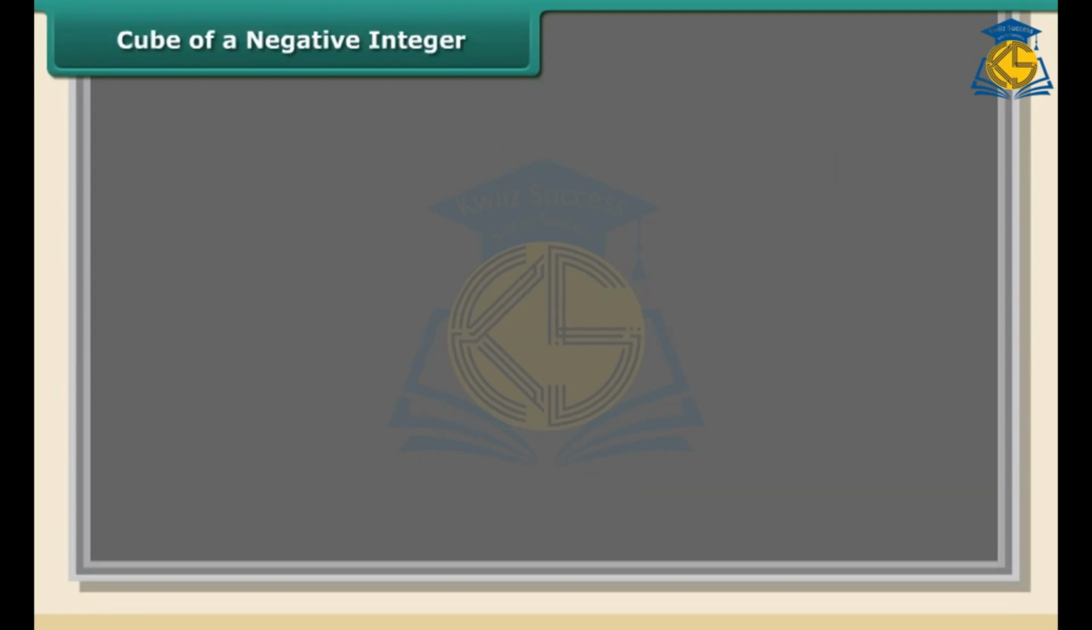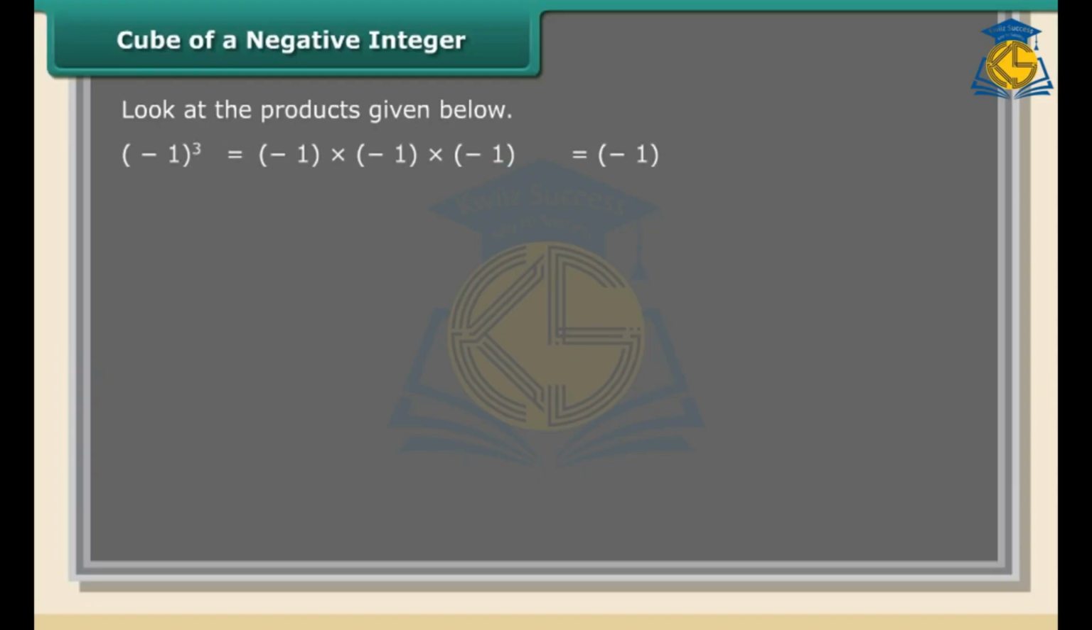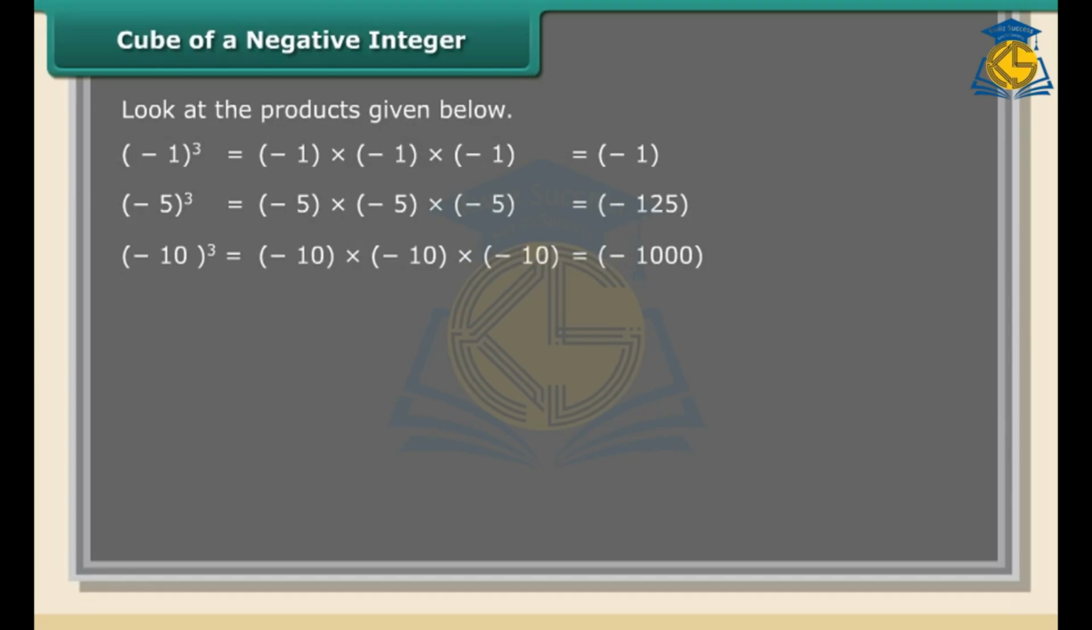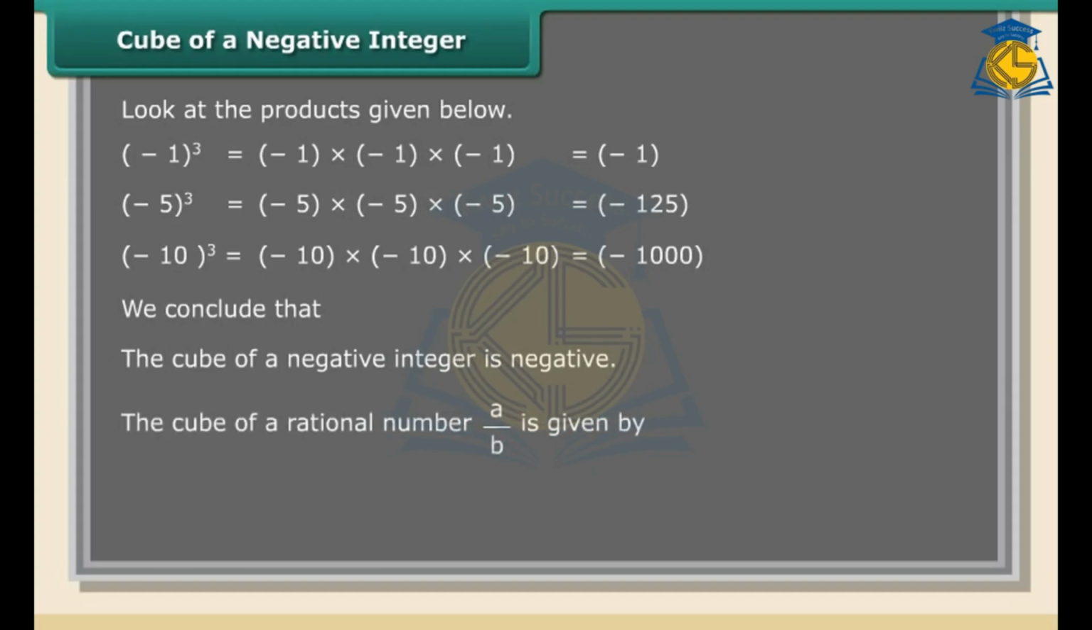Cube of a negative integer. Look at the products given below. -1 cube is equal to -1 into -1 into -1, which equals -1. -5 cube is equal to -5 into -5 into -5 is equal to -125. -10 cube is equal to -10 into -10 into -10 is equal to -1000. We conclude that the cube of a negative integer is a negative. The cube of a rational number a upon b is given by a upon b cube is equal to a cube upon b cube.